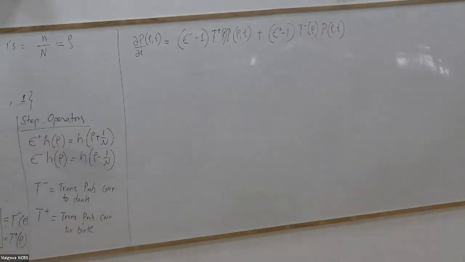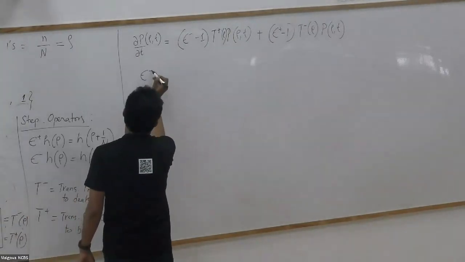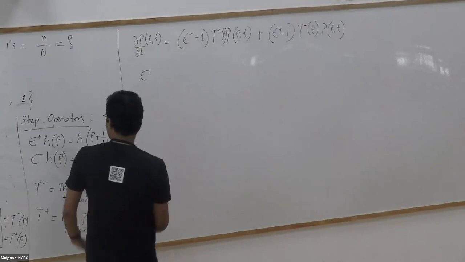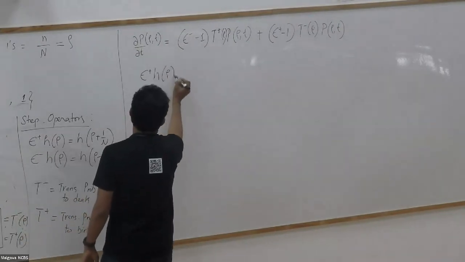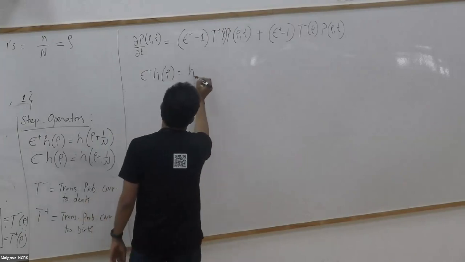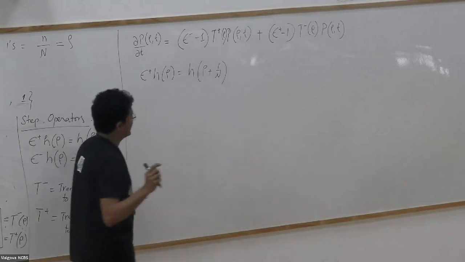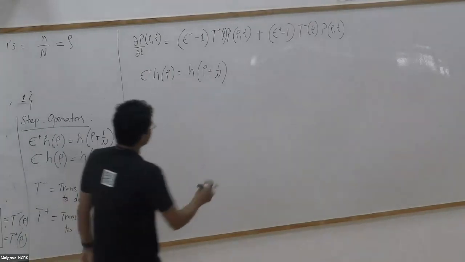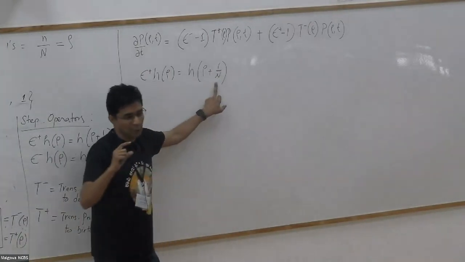It is a very useful trick. And the second useful trick is as follows: what does this operator do? It increments by 1 over n unit. It's basically incrementing the rho by an extremely small quantity.